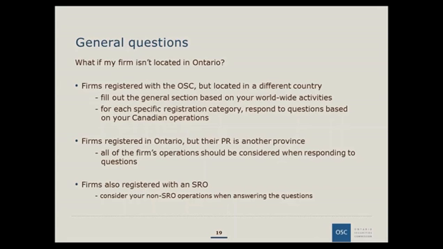We ask them to fill out the general section including information about their worldwide operations, including subsidiaries, where possible, and in the specific registration category sections, just fill out the information about your Canadian operations. Include any operations with respect to Canadian clients or registered individuals of the firm that are working out of Canada. For firms that are registered in Ontario but their principal regulator is another province, we ask them to fill out the entire questionnaire for all of their operations. Firms that also might be registered with an SRO, please answer the questionnaire based on your activity related to your non-SRO operations.